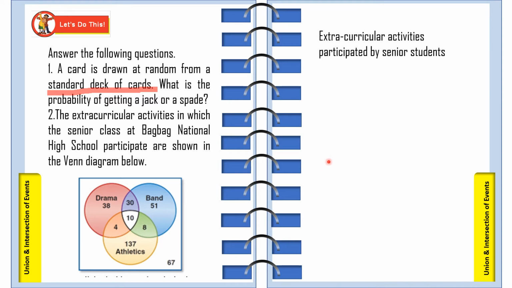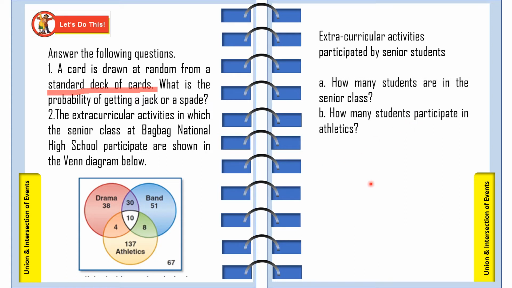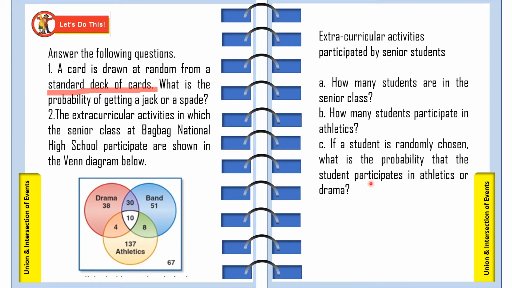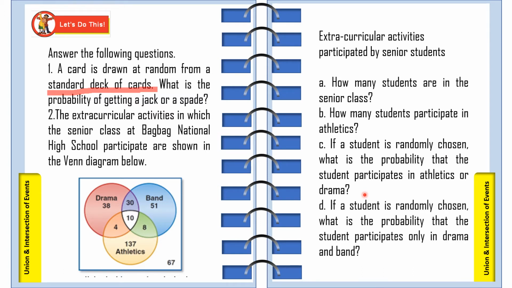Okay? And then, under this question, meron tayong mga sub-questions dito. How many students are in the senior class? How many students participate in the athletics? If a student is randomly chosen, what is the probability that the student participates in athletics or drama? Or if a student is randomly chosen, what is the probability that the student participates only in drama and band? So, these are the follow-up questions, okay, mga questions under this Venn diagram.